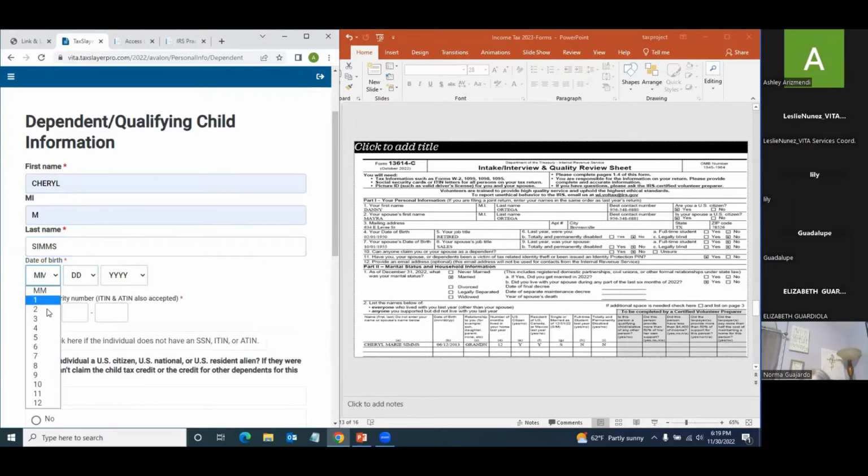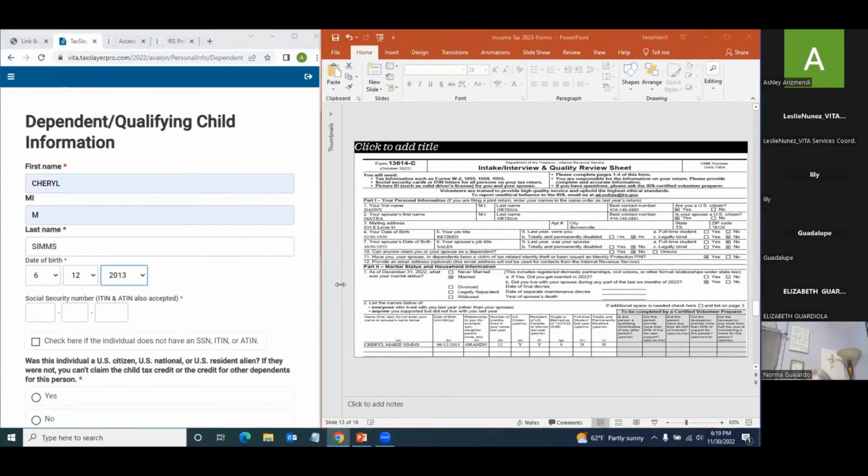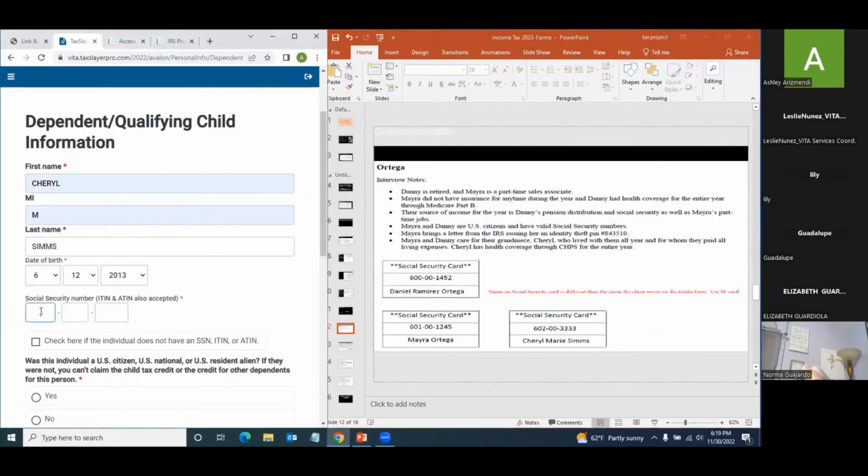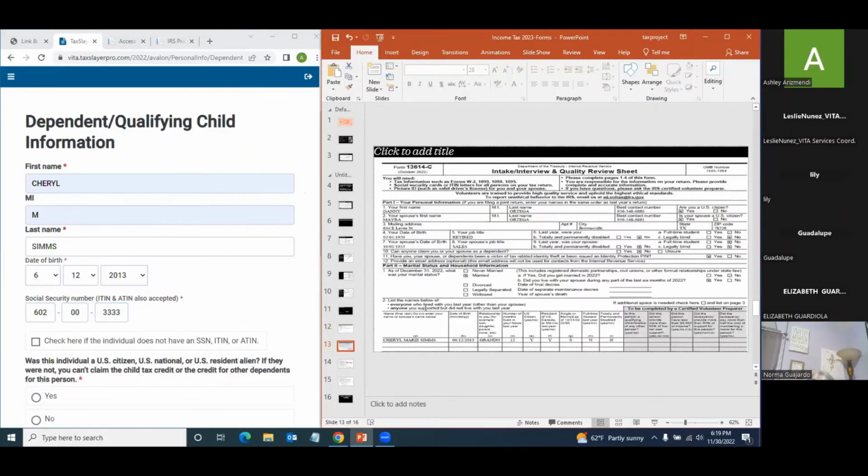Her date of birth is 6/12/2013. Okay, we're gonna go back to the front page. Her social security is 602-00-3333. I don't know if I said that too many times. No, that's fine. Never too many times.